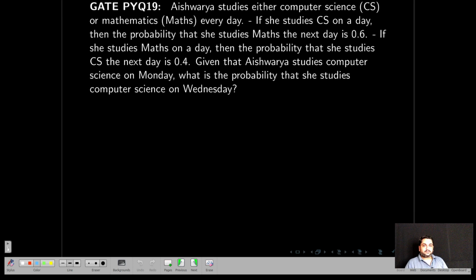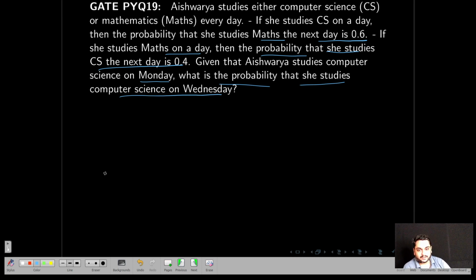Next, Aishwarya studies either computer science or mathematics every day. If she studies CS on a day, then the probability that she studies mathematics next day is 0.6. If she studies maths on a day, then the probability that she studies CS the next day is 0.4. Given that Aishwarya studies computer science on Monday, what is the probability that she studies computer science on Wednesday?